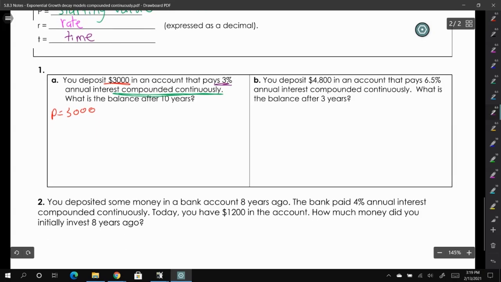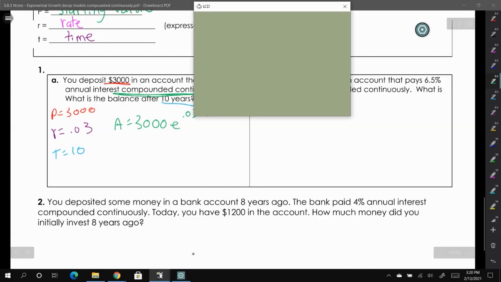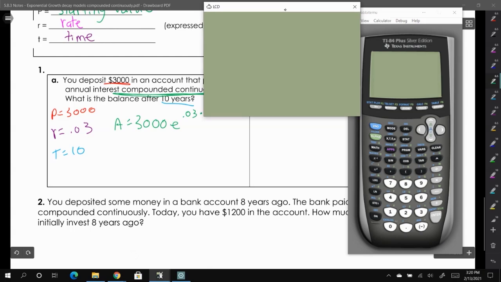Our interest rate is 3% or 0.03. Our time is 10 years. So we would plug in these values to the formula and we would get A equals 3,000 times E raised to the 0.03 times 10 power. So I'm going to show you where that button is on your calculator.